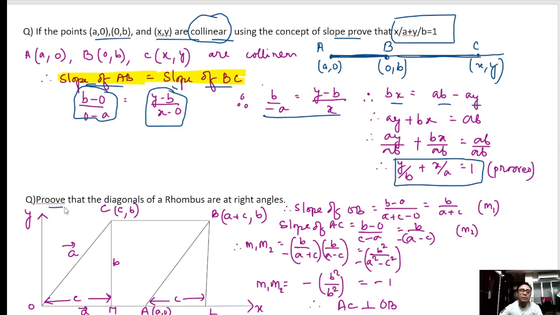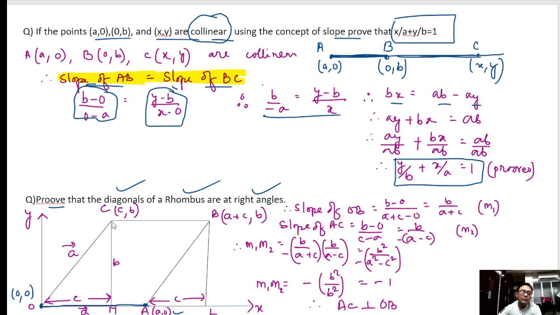Next, prove that the diagonals of a rhombus are at right angles. So watch here. This is a rhombus whose one end is fixed at O, that means (0, 0), and let the length of one side of the rhombus be A. So this coordinate should be (A, 0). This length is also A. OC is also A.